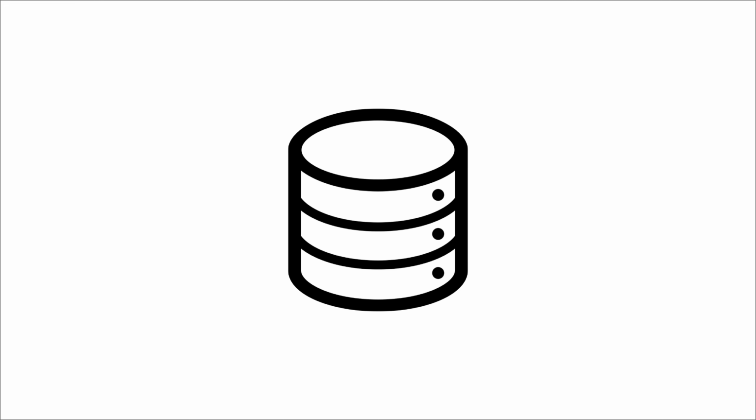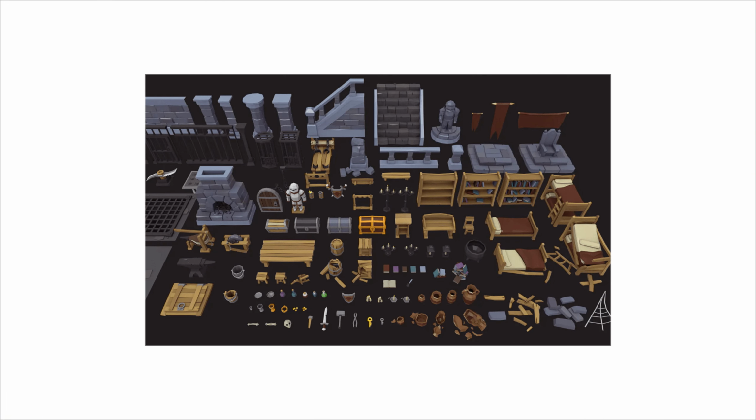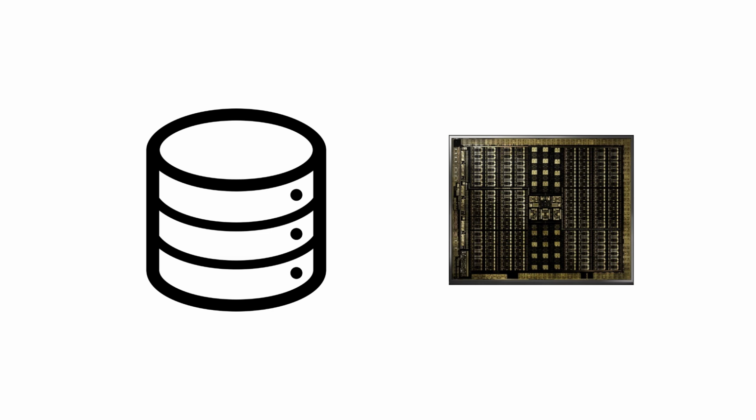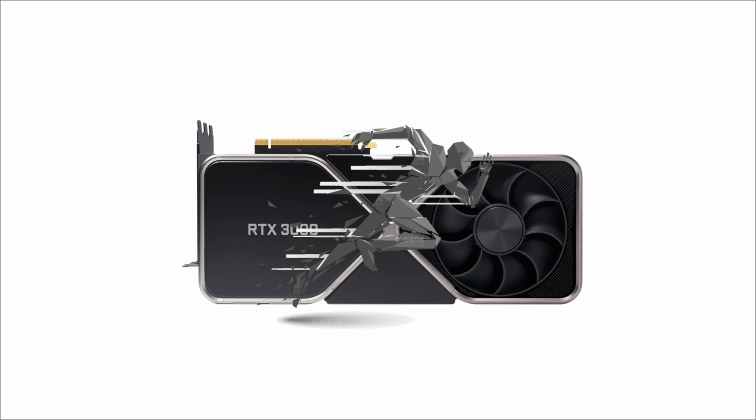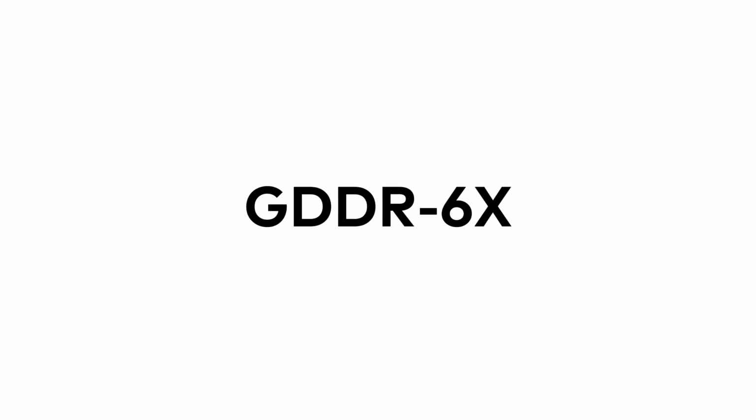Second, VRAM, the video RAM, high-speed dedicated memory. This is where all the data required to render the image, textures, geometry, game assets, is stored so the GPU chip can access it instantly. Modern GPUs use incredibly fast VRAM, like GDDR6X. And that's all you should know for the basics.